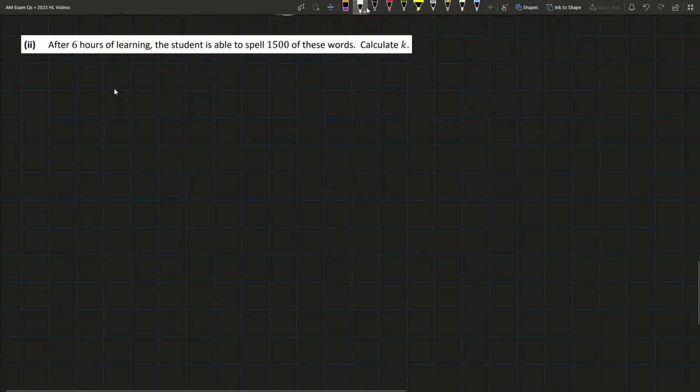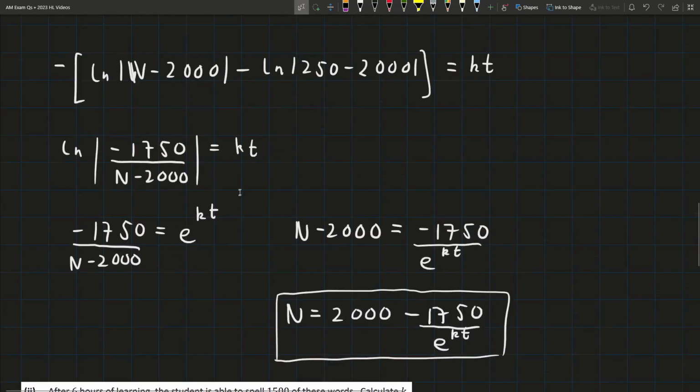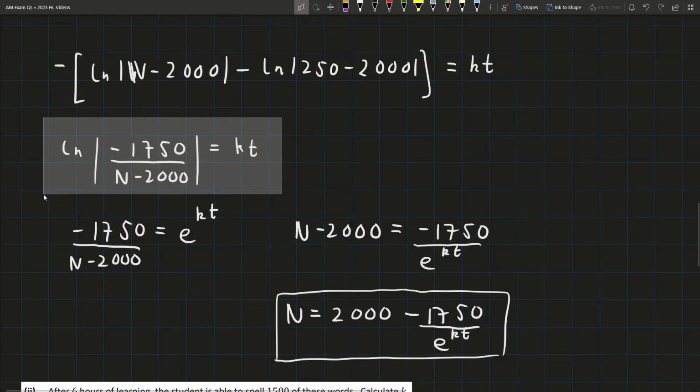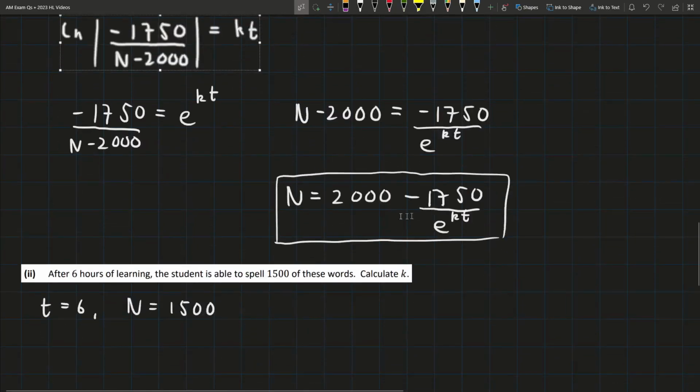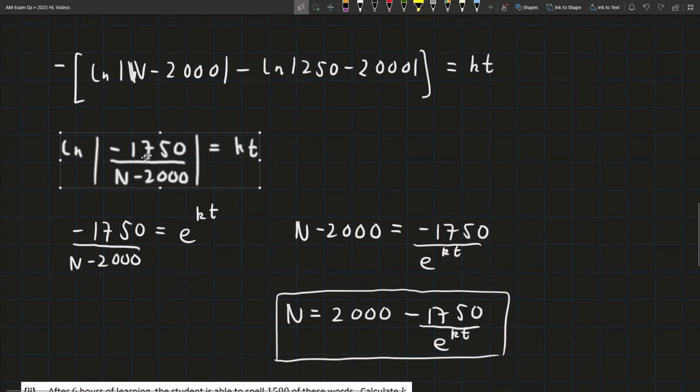In part 2, we're told that after 6 hours of learning, the student is able to spell 1,500 of these words, calculate k. So that's basically saying when t is equal to 6, n will be equal to 1,500. So I'm going to go back up to here, and if you see this point here, it's actually easier to solve for k, because if we used the final equation, we'd have to do a bunch of simplifications to get k by itself. So we're just going to actually use this part.